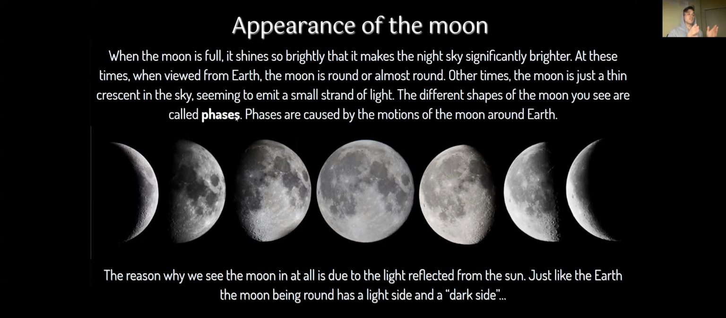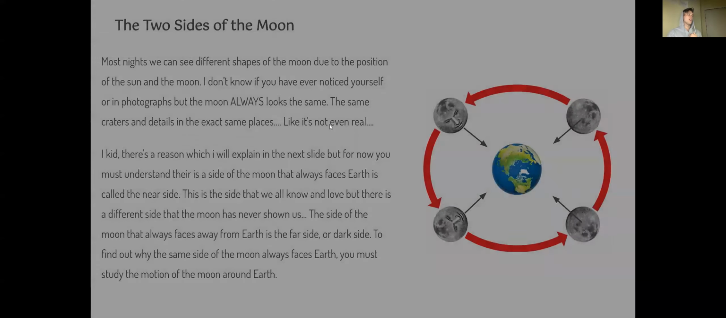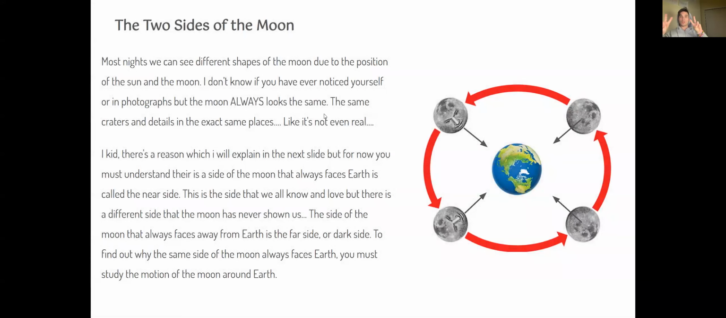All right. The different shapes that we see in the sky of the moon, of the different reflections of light, are called the different phases. All right. That's a vocab word. Phases are motions of the moon around Earth caused by that. All right. So there's 2 sides to the moon. 2 sides. And I'm going to sort of decode this for you. I'll get my little laser pointer. Actually, I'm going to get the draw thing out.